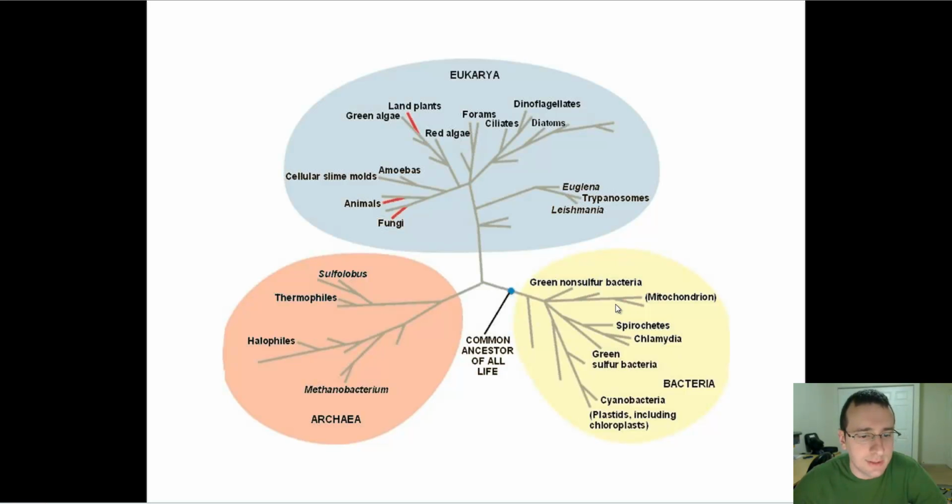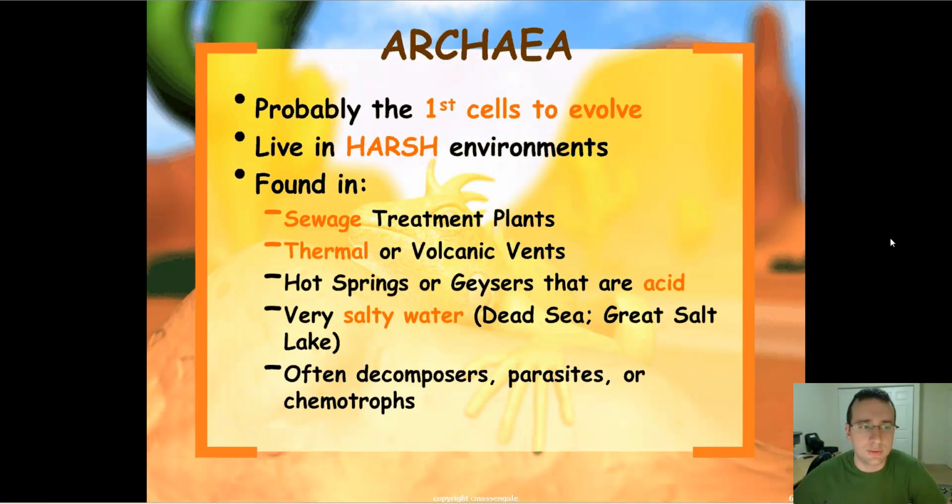So here we go. Let's start with archaean bacteria. Now, the archaean bacteria were the first cells to evolve, or at least they're the descendants of the very first cells to evolve. They lived in the early Earth, and even today they still live in harsh environments, such as sewage treatment plants, thermal or volcanic vents, hot springs, and geysers that are acidic, and also very salty water, such as the Dead Sea or the Great Salt Lake, and they often occur as decomposers, parasites, or chemotrophs.